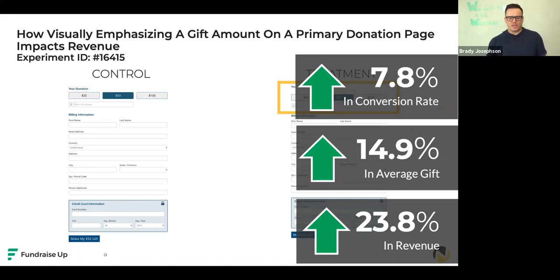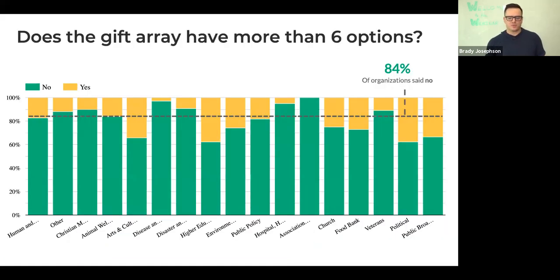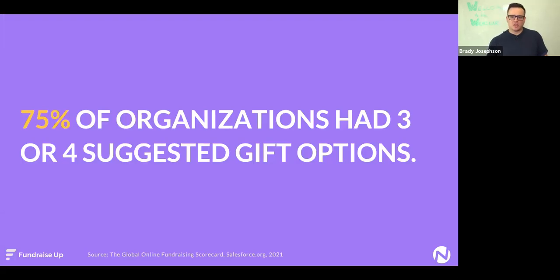So again, one of the ways we can look at this is how many options are there in a gift array. There's a ton of research around gift arrays. They're very specific, but what we have seen is once you get above 6, that can be a little overwhelming. For a lot of our clients, the default is 3 and we pre-select the middle one. 84% of organizations had less than 6, which is good. Higher ed, again, is one of the quote unquote worst, in that they had more than 6 options. And in that Salesforce study that we looked at globally, 75% of organizations had 3 or 4 suggested gift options. So if you're wondering how many options is too much, 3 or 4 seems pretty safe. Above 6, maybe not worth doing.